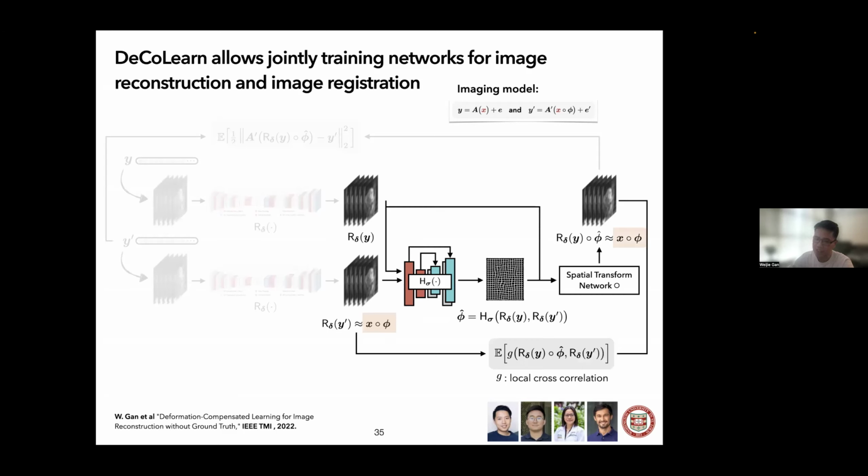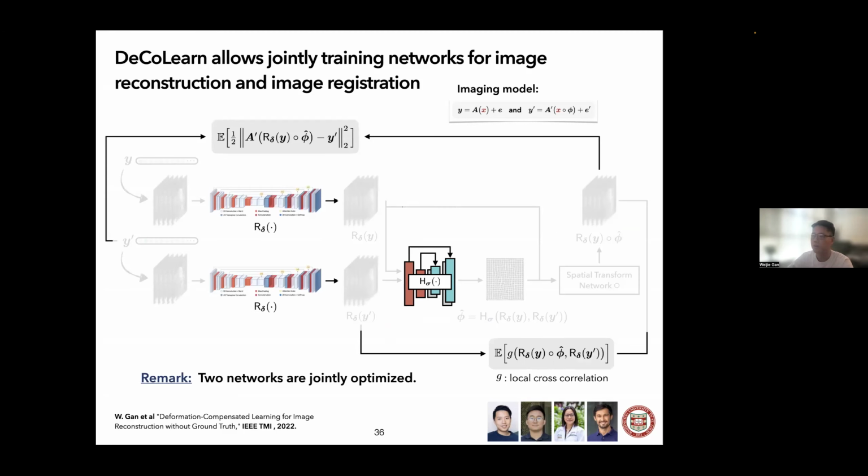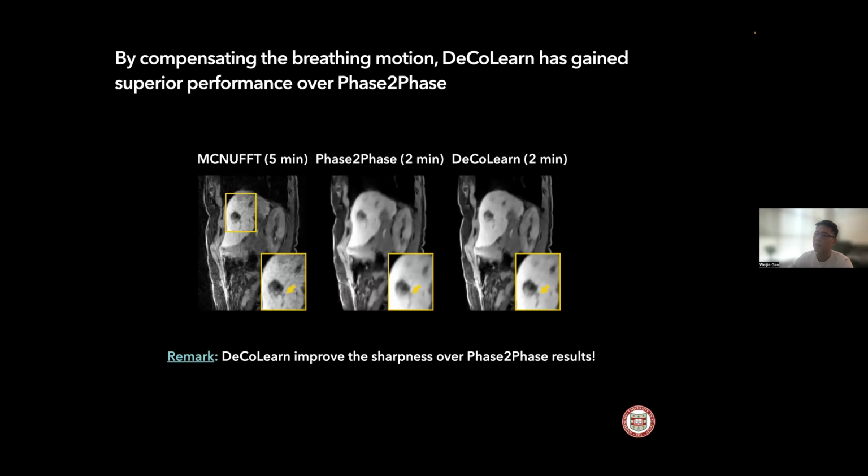And since it's another neural network, you also need to train it. The training is based on a similarity loss between the transformation of the reconstruction of Y and the reconstruction of Y prime. The reason behind that is that both these two terms are trying to approximate the true ground truth transformed by the true vector field. So this is a similarity loss. I think we used the local cross correlation in our implementation. And now we have two neural networks and two loss functions, and these two neural networks are jointly optimized. The takeaway of DecoRNet is simple. You just have DecoRNet, you compensate motion, and you can have a better performance than face-to-face.